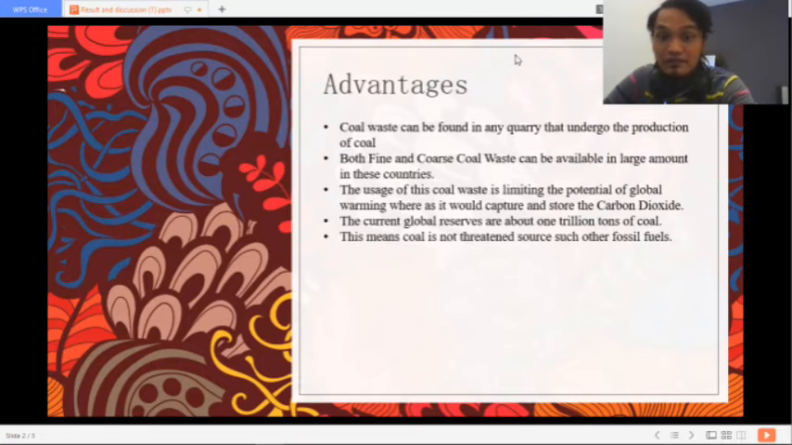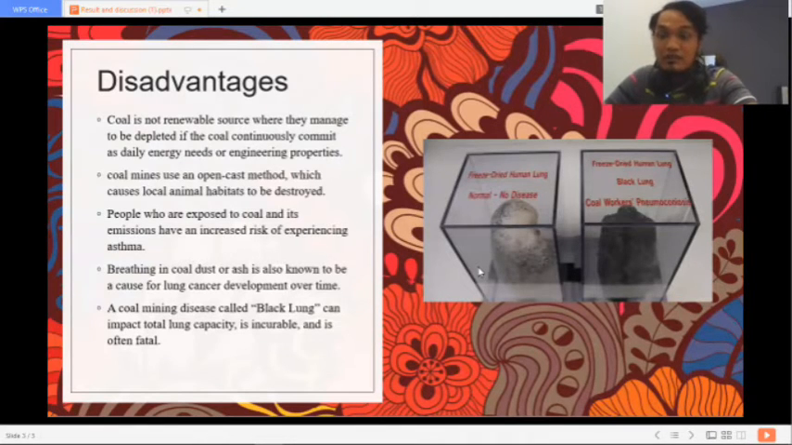The current global reserve is about 1 trillion tons of coal. This means coal is not a threatened source, unlike other fossil fuels like petroleum, of which the quantity is very low and needed daily. Okay, the disadvantage, if we use coal as our improvement on embankments, is coal is not a renewable source, where it may be depleted if coal is continuously consumed as daily energy.